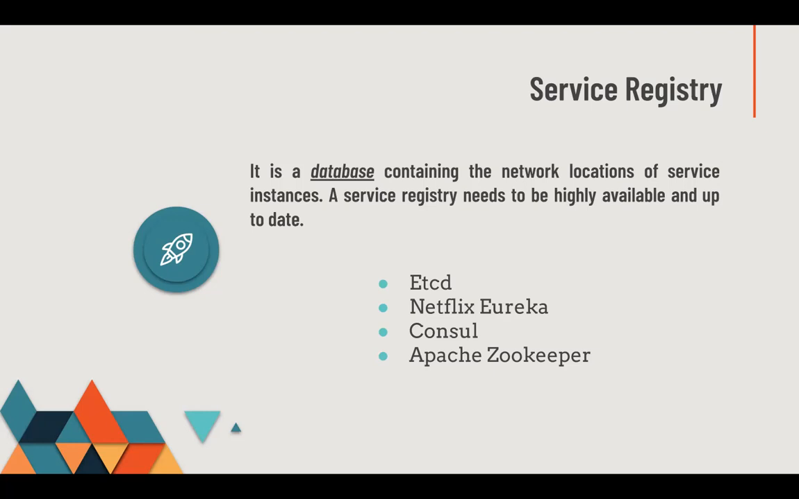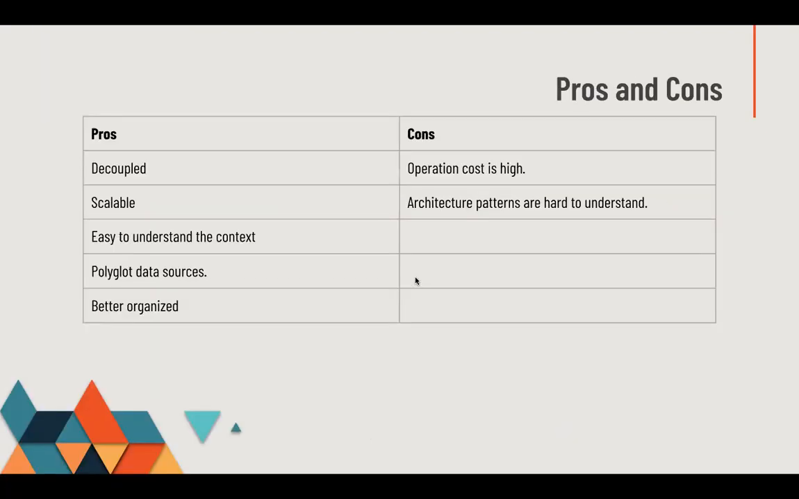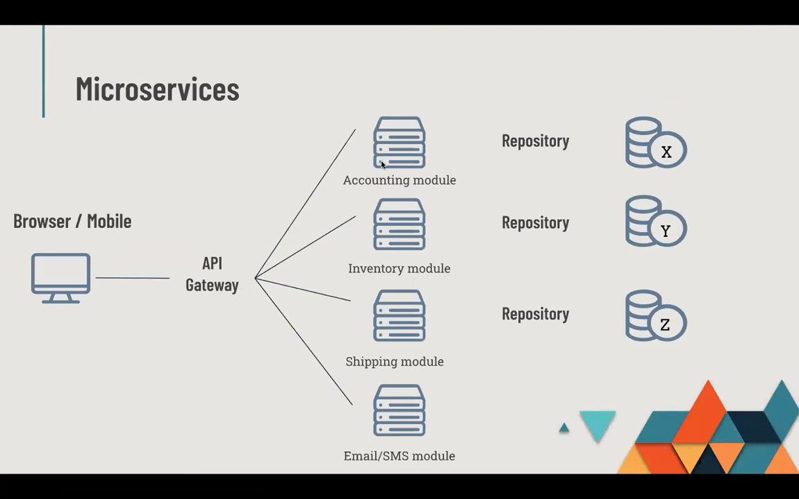As you can see, in a microservice application, we create services. We can create multiple instances of the account module. We can create multiple instances of any of these services. The API gateway is the interaction point for these things.